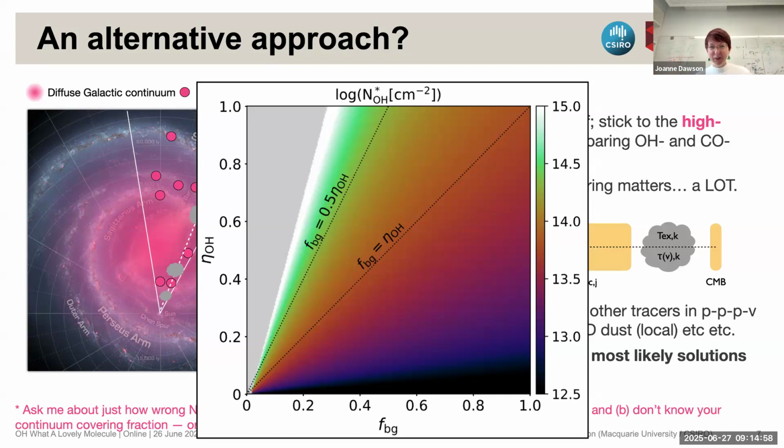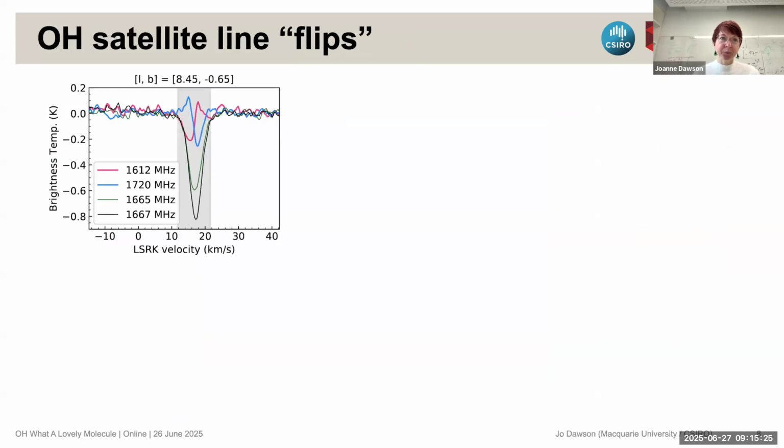But the point to look at here is that you have something like 2.5 orders of magnitude wiggle room in your derived column density, which is not a comfortable position to be in, just depending on what assumptions you make about how things are organized along a sight line and how filled your beam is with OH and how filled your beam is with continuum. It's not a good situation to be in. So if this is to be approached properly, it has to be done very carefully.